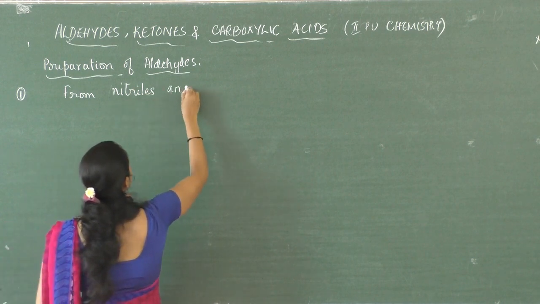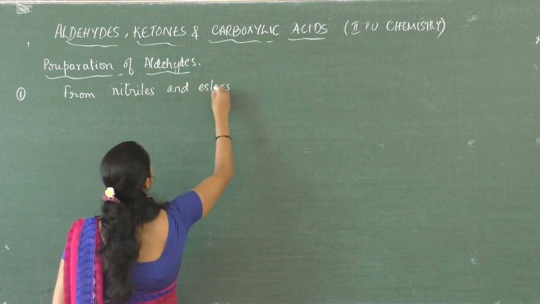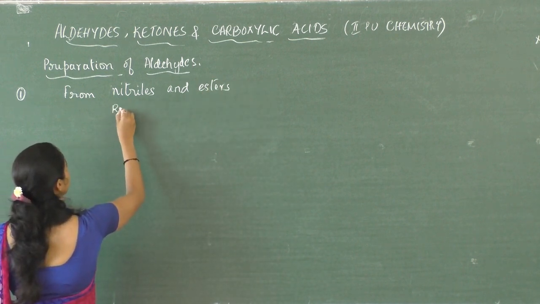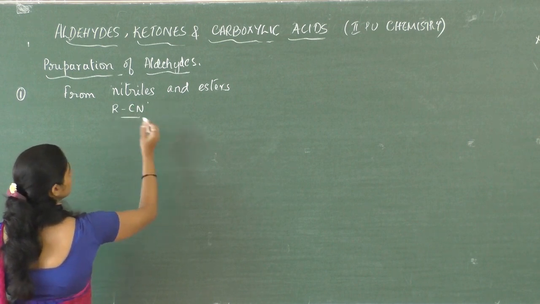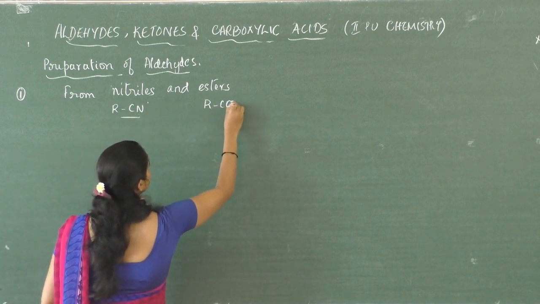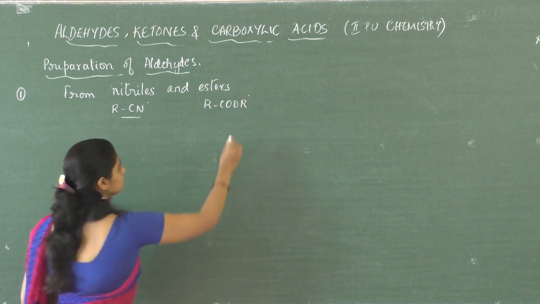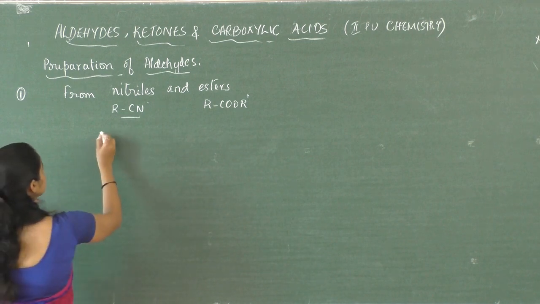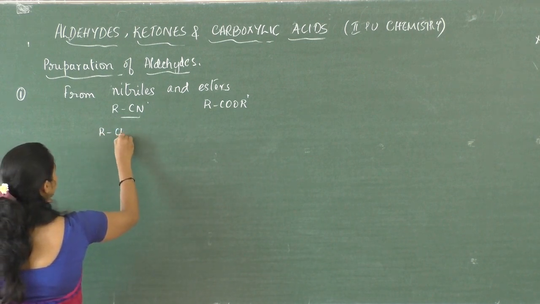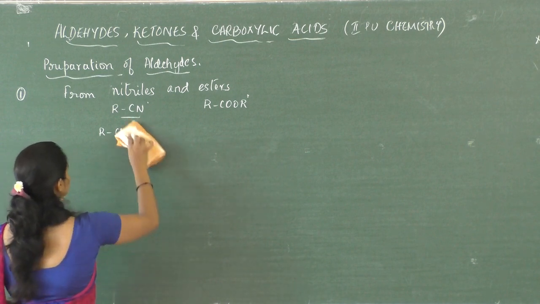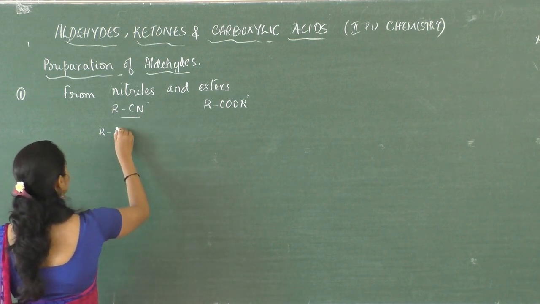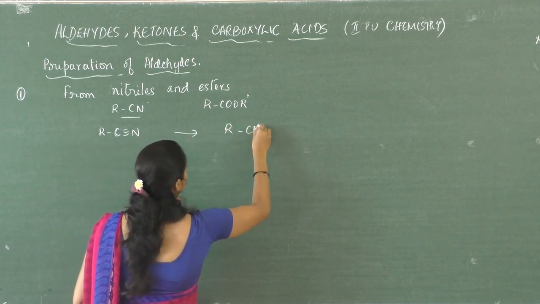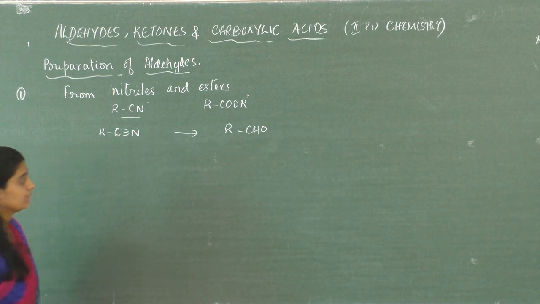Nitriles and esters. Nitriles is nothing but RCN and the esters are COOR dash. So we need to synthesize aldehyde, so it is RCN, or this can be written as RC triple bond N. From here to this is what you need to get, aldehyde.